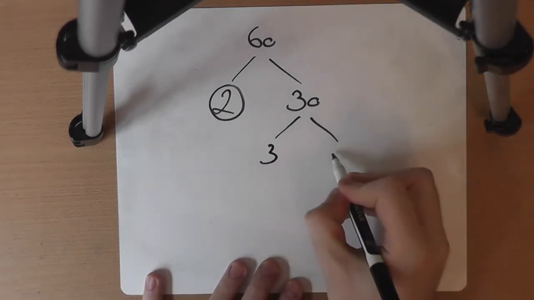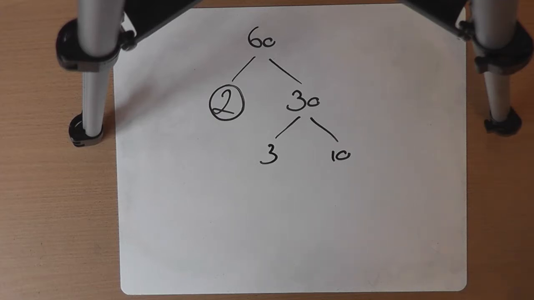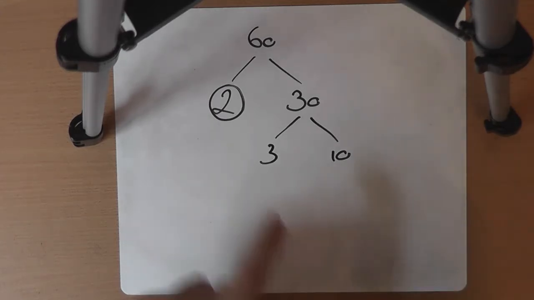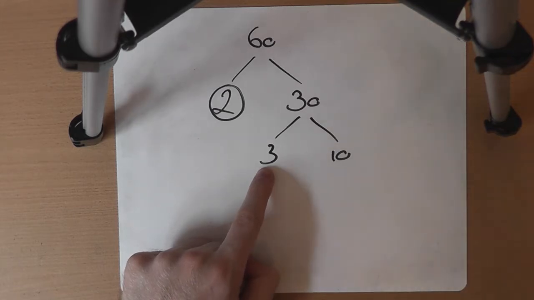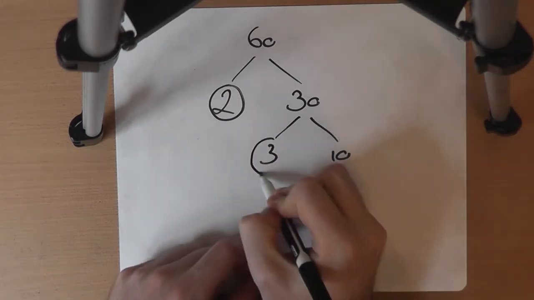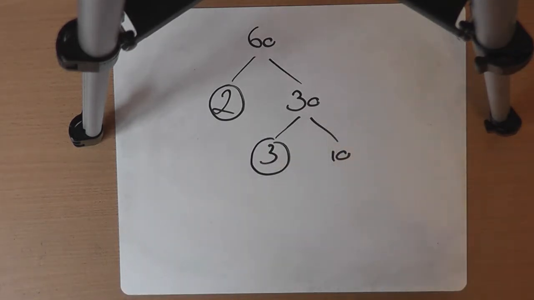I'm going to go for 3 and 10. I will prove in a bit why it doesn't matter which pair you do, but I'm going to go for 3 and 10. Is 3 a prime number? Yes, it is. So I can circle it. There is nothing more that I can do. I'm aiming for prime numbers at the end of these branches.